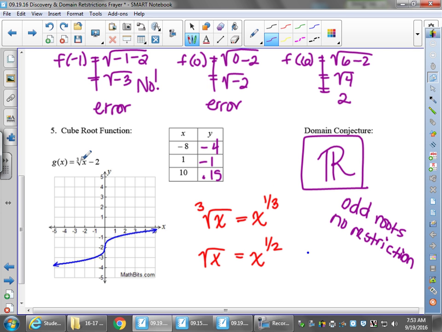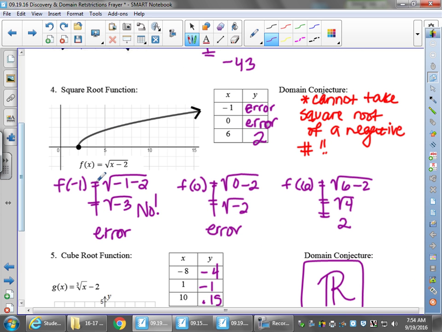Is 3 an odd number? Yes. So third root, give me another example of an odd root. Ninth root. What else? Fifth root. Any odd number, the graph will always look like this, where I come in from the left, come in from the right, and I hit arrows. Even roots have restrictions. So square root is going to have restriction. What's another even root? Fourth, sixth.